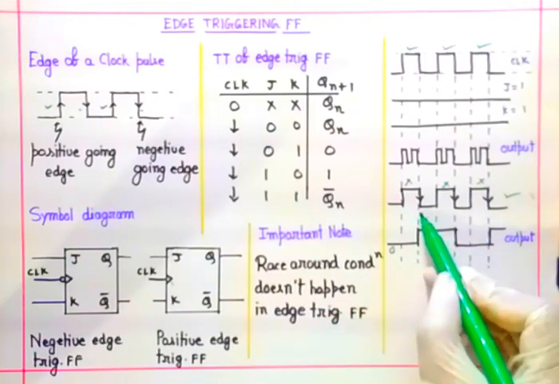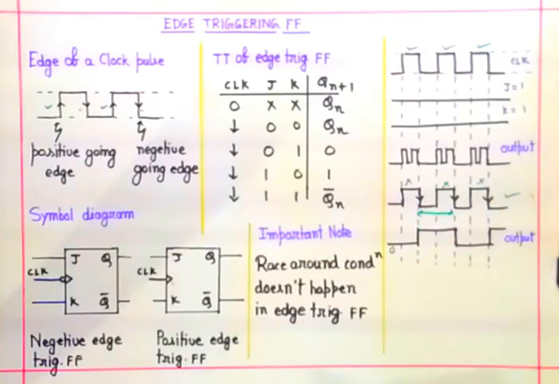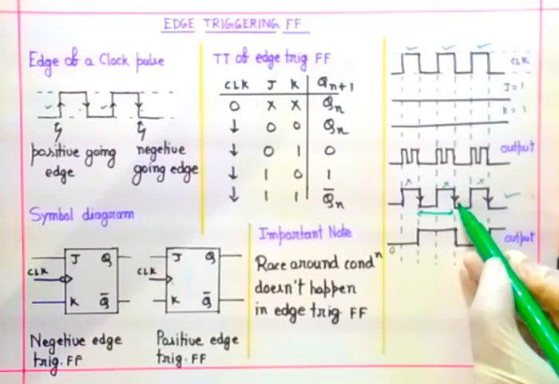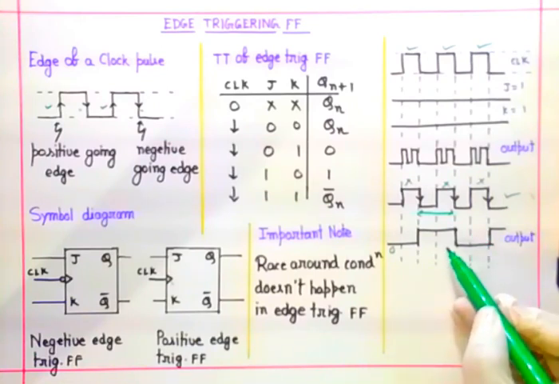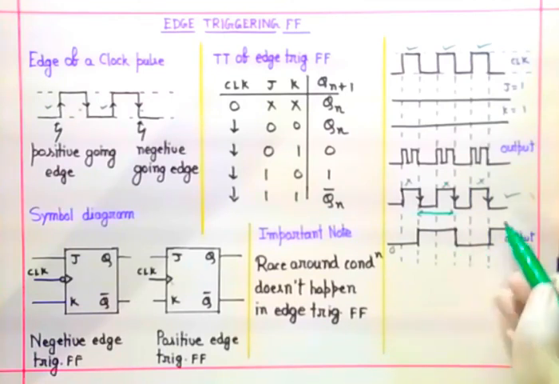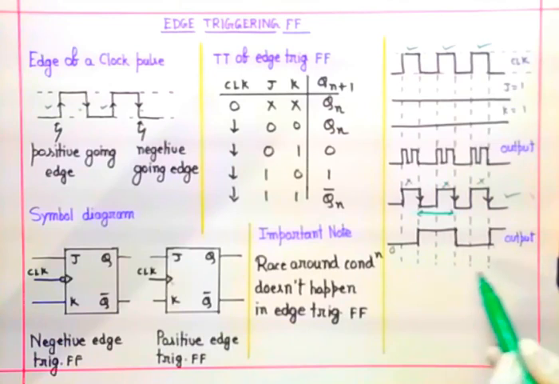Now again for this period the flip-flop doesn't operate, because we know that in the negative edge triggering flip-flop the flip-flop is operational only during negative edge. Now again you are getting another negative edge. Now again the flip-flop output will complement. That means it will jump from 1 to 0, and similarly in this negative edge it will again jump from 0 to 1. That means in this output waveform you can see that there is no race around condition.